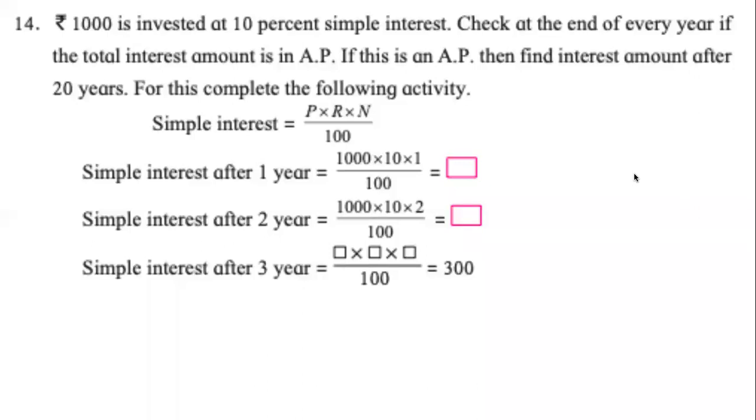1000 is invested at 10% simple interest. The question also gives you the formula. How do we calculate the simple interest? It says P into R into N by 100.